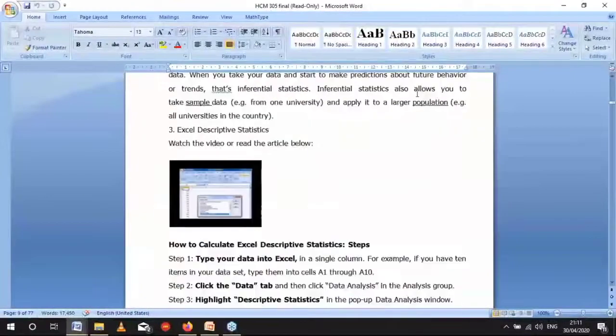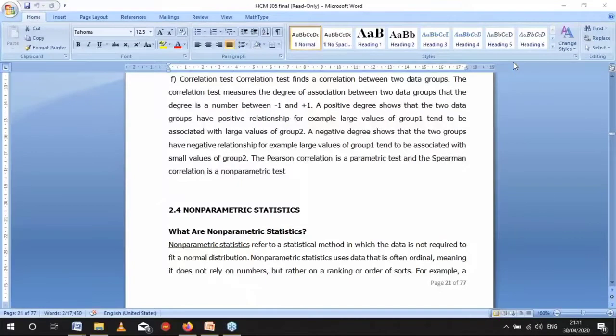This is the last one we'll treat under parametric statistics. Correlation test finds a correlation between two data groups. I only want you to understand the definition. Don't bother yourself. The areas where I want you to work out calculation, I will let you know.